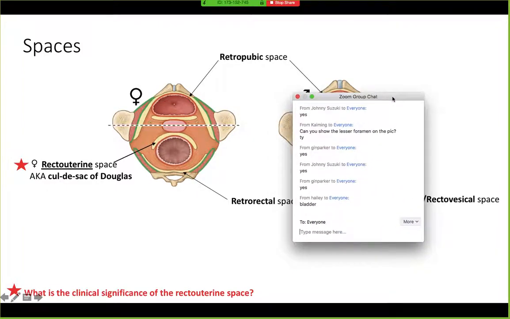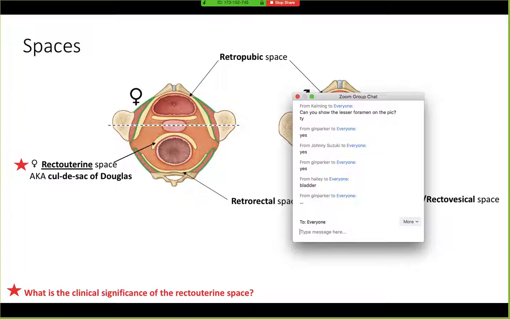And why is this space clinically significant? Did she talk about that? Okay, yeah, so this is just basically another space where fluid can accumulate.